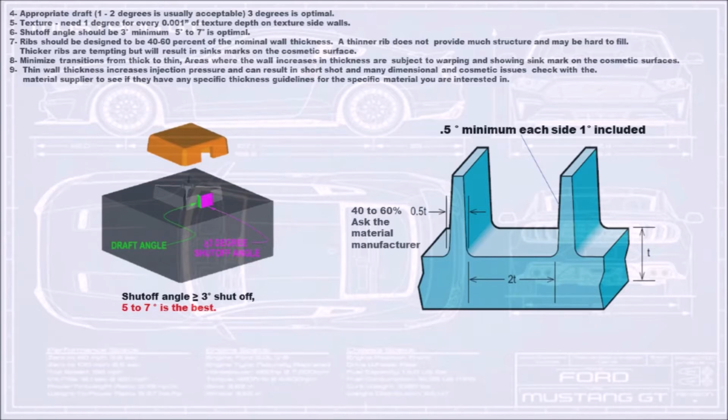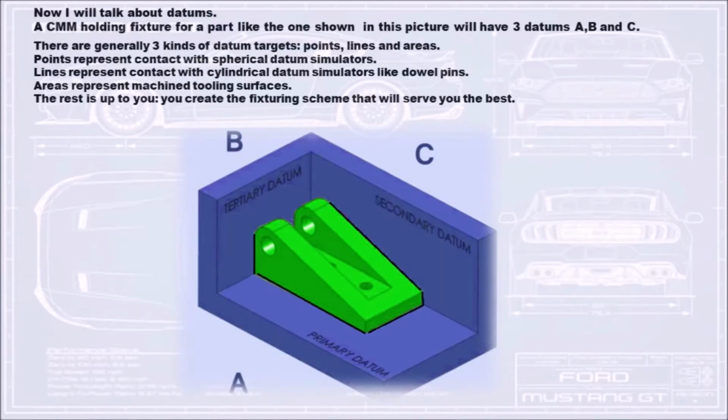8. Minimize transitions from thick to thin. Areas where the wall increases in thickness are subject to warping and showing sink marks on the cosmetic surfaces. 9. Thin wall thickness increases injection pressure, and can result in short shot and many dimensional and cosmetic issues. Check with the material supplier to see if they have any specific thickness guidelines for the specific material you are interested in. Now I will talk about datums.